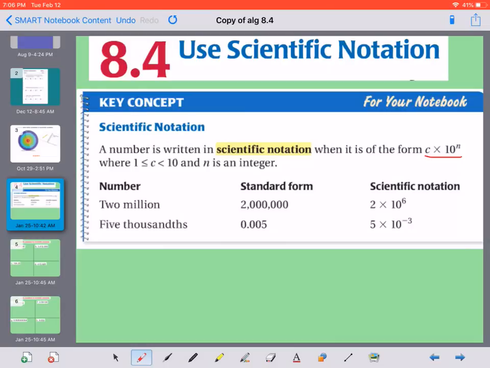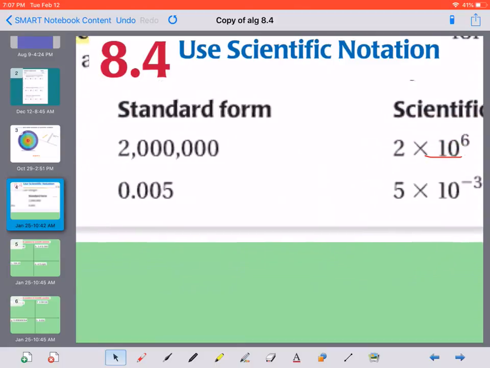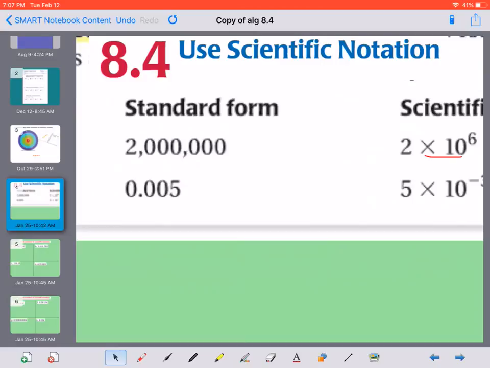If we look at these numbers here, we have 2 million in standard form. It looks like the number you would see, 2 million. In scientific notation, though, it's 2 times 10 to the 6th. It's 10 to the 6th because there are 1, 2, 3, 4, 5, 6 zeros, or 6 spaces between our imaginary decimal point and 2. So 2 times 10 to the 6th.